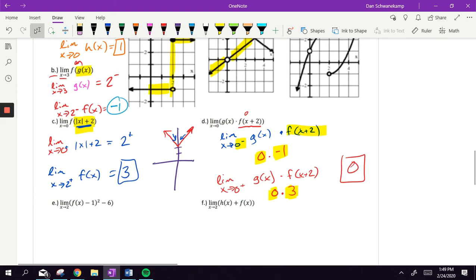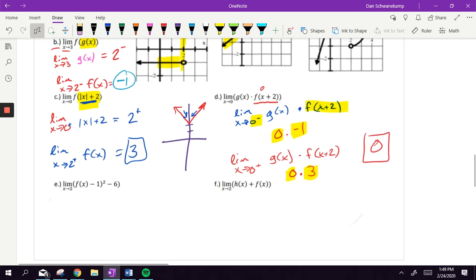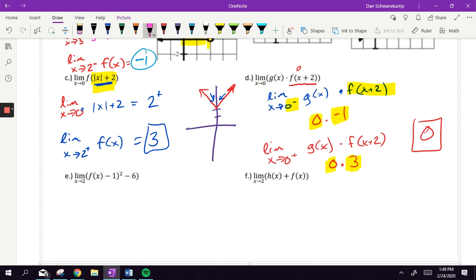Okay, letter E. Somebody get an answer or show me with your fingers what you got for E. Good, nice job. Letter E is negative 2. Let's look at it. You're finding the limit as x approaches 2. Okay, at first glance, it's going to look like it didn't work, and especially with this concept right here, f of x minus 1. So let's separate the two of them. We're going to find the limit as x approaches 2 from the left, and limit as x approaches 2 from the right.